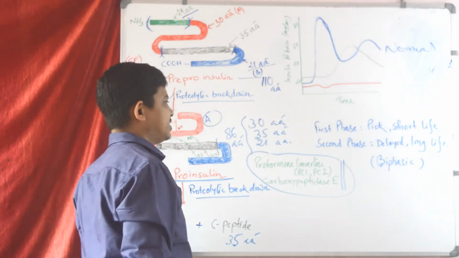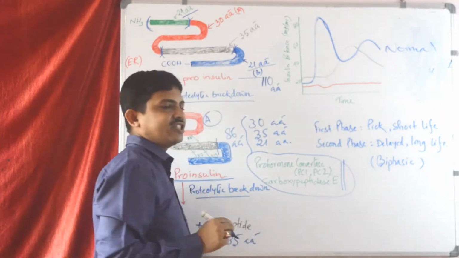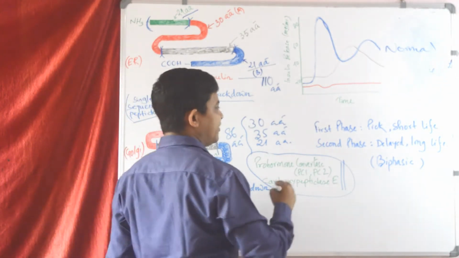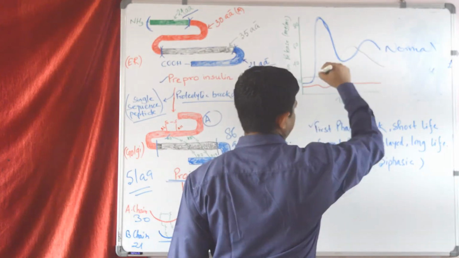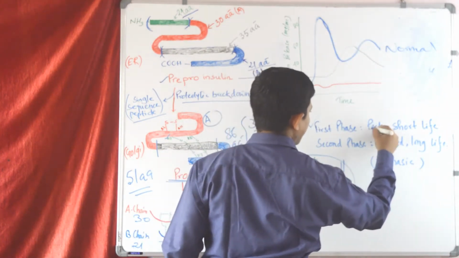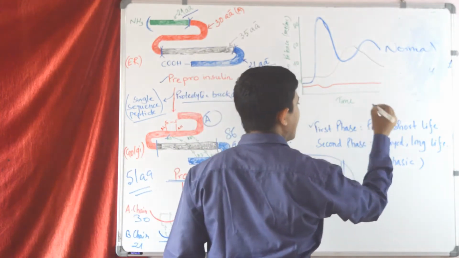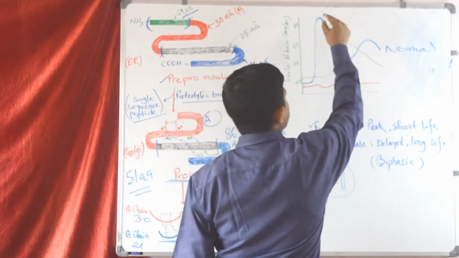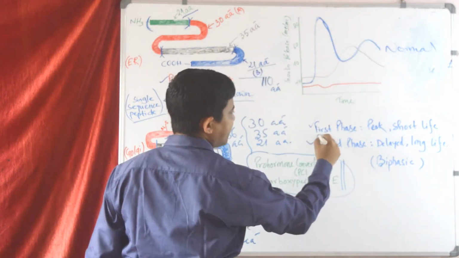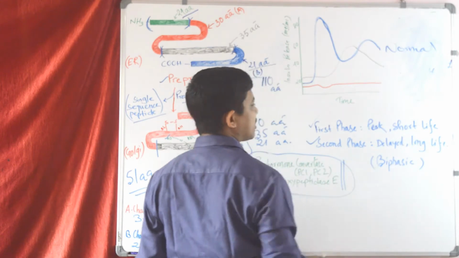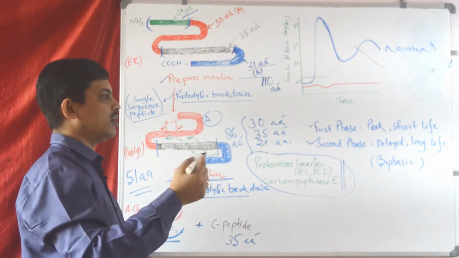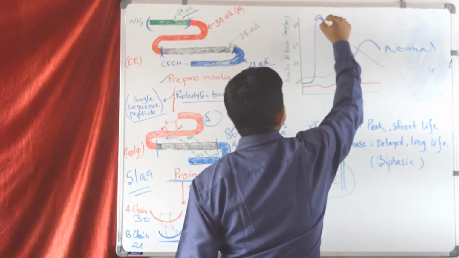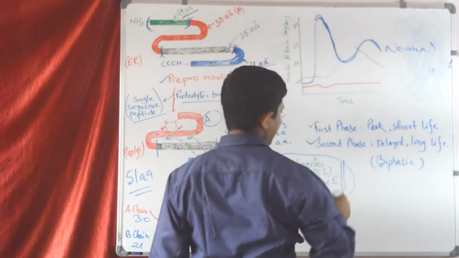In the normal condition we can see that insulin is released as a biphasic release. In the first phase there is a peak, but it is short lived. In the second phase it is delayed but long lived, meaning a long duration of action. So the first phase is followed by the second phase.